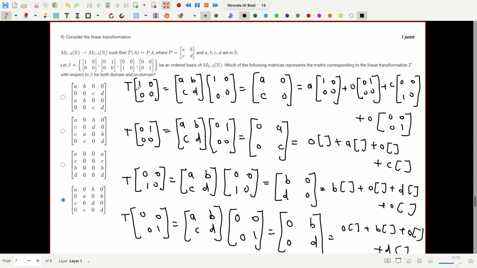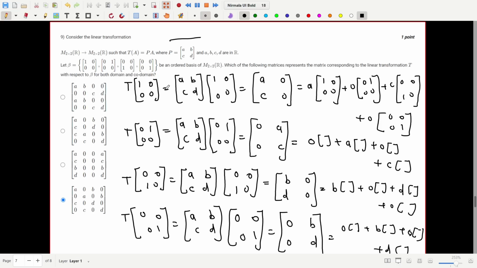Okay, so let's take one basis and see its transformation and how it can be represented by the ordered basis form. First we will take the first matrix 1 0 0 0, and according to this transformation representation, it will be P cross A. P will be ABCD, and A is the matrix 1 0 0 0. If we multiply this, it will become A 0 C 0, and if we write this in its basis form, it will be A multiplied by 1 0 0 0 plus 0 multiplied by 0 1 0 0 plus C multiplied by 0 0 1 0 plus 0 multiplied by 0 0 0 1.